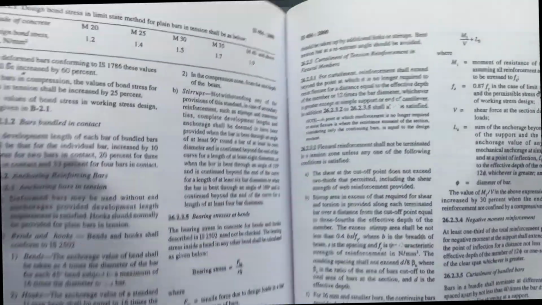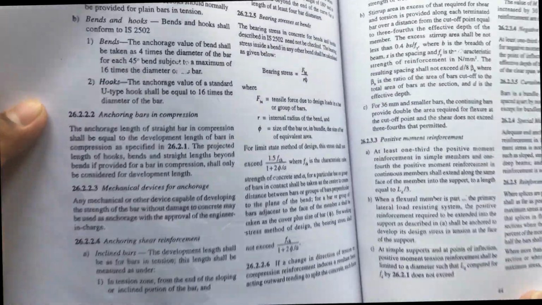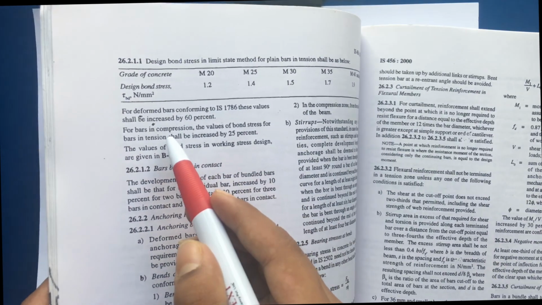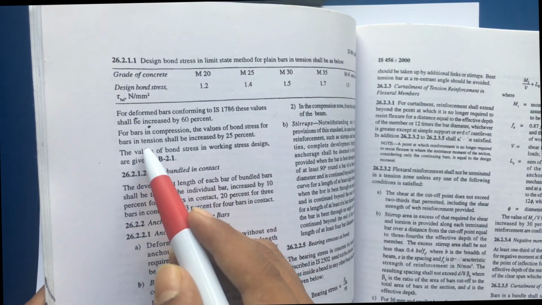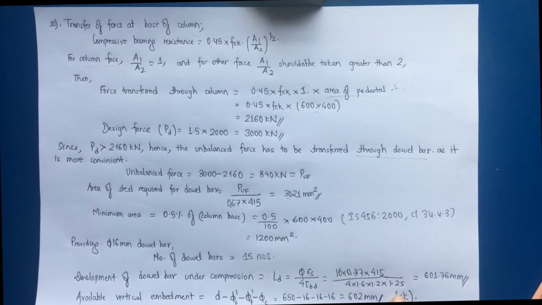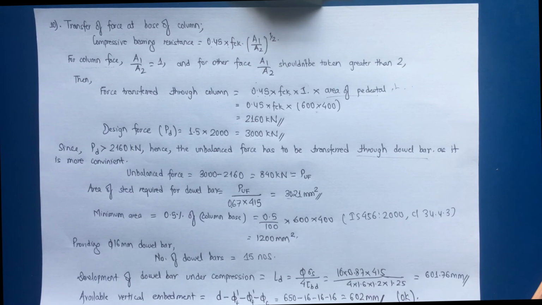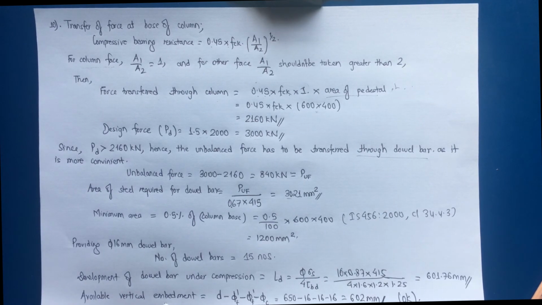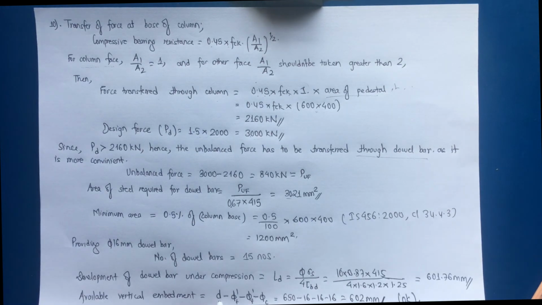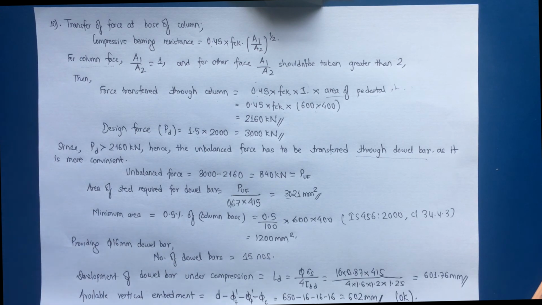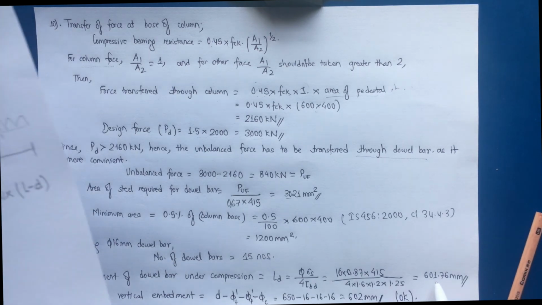From page 43 we can see here, for bars in compression, the value of bond stress for bars in tension shall be increased by 25%. So 1.25, and this comes as 601.76. And the available vertical embedment into the footing is the depth of footing, effective depth, minus. So the development length required is 601.76.